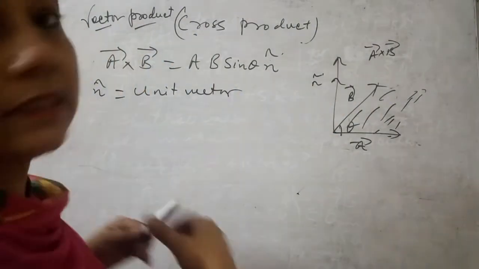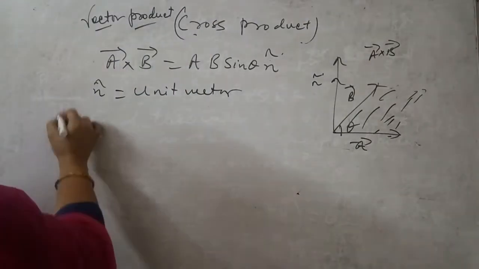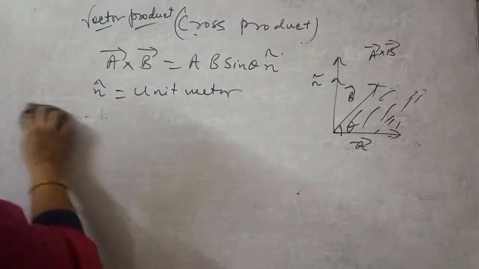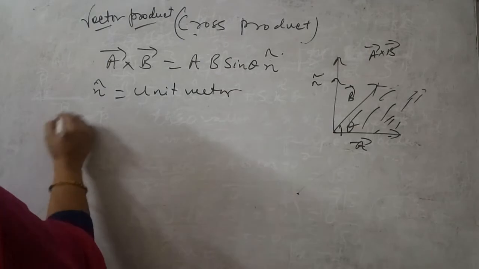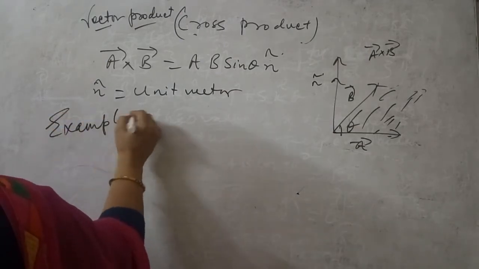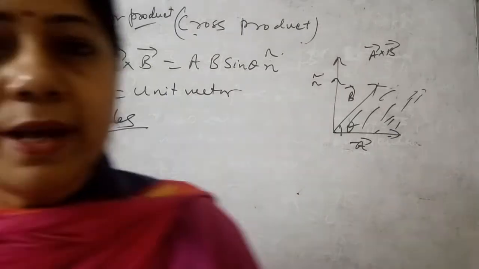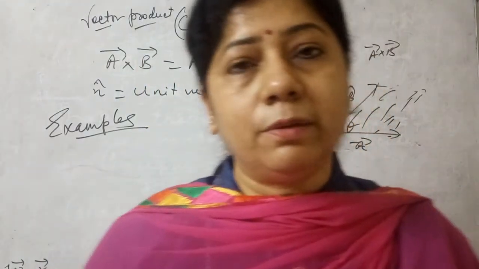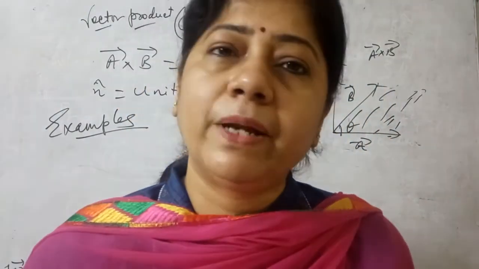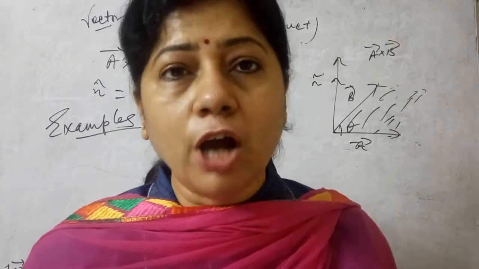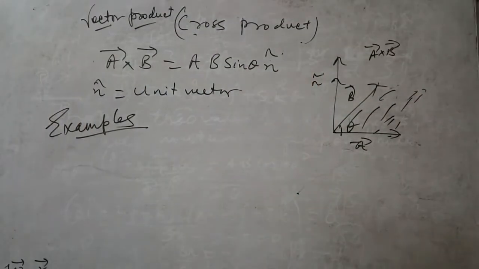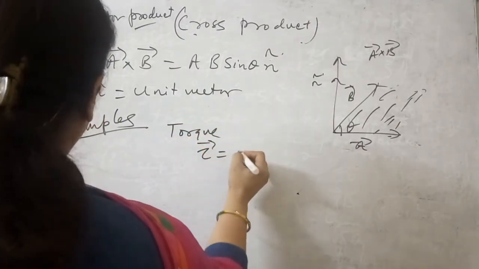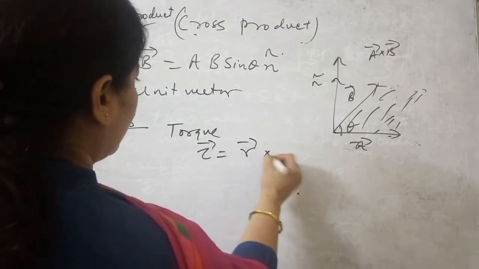Now let us see some of the properties of the vector product. But before the properties, we will take up some examples. The best example, you must have studied about the torque. Torque vector is a vector because it depends upon the position vector and it depends upon the force. So if we have the torque tau, then it is torque tau vector, and this is the first example: tau vector is equal to r vector cross F vector.